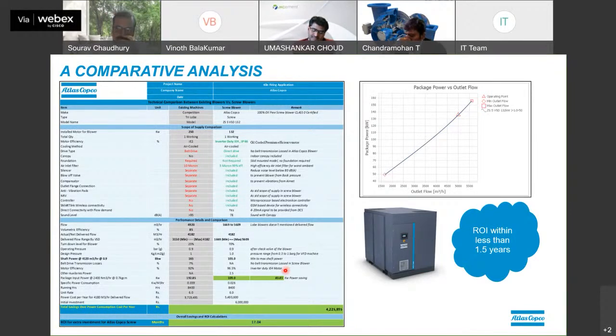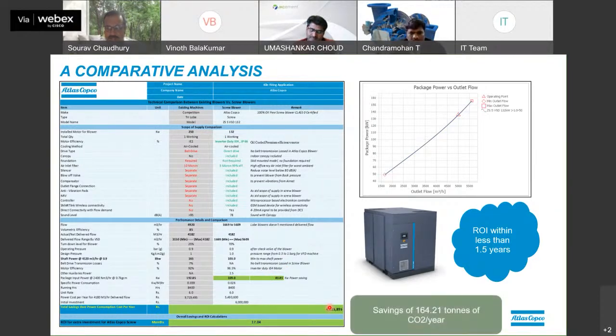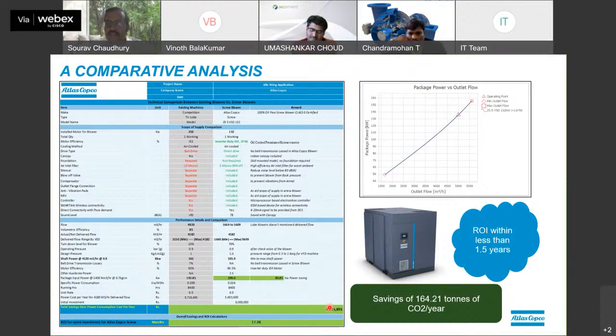So when you do it even with a modest 6 rupees per unit calculation, a substantial saving of around 42 lakhs comes in. And not only that, it's a huge saving on the carbon footprint also. Almost close to 164 tons of CO2 emission can be saved if you go with this kind of solution.